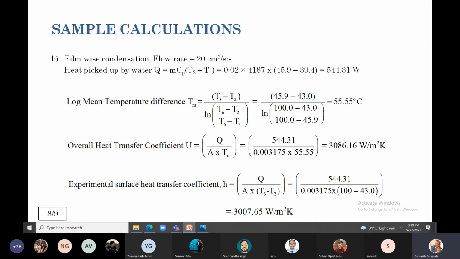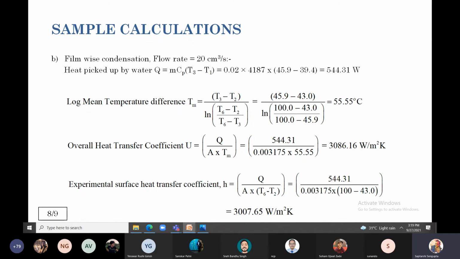This is pretty much in accordance with our theory, where we discussed already in detail how the overall heat transfer coefficient and the surface heat transfer coefficient for film wise condensation will be much lower than that for drop wise condensation. So this pretty much sums up our sample calculation.